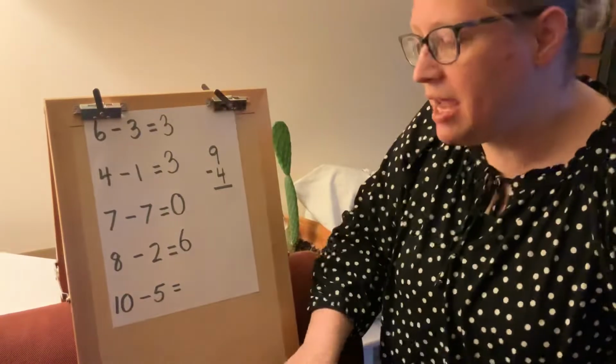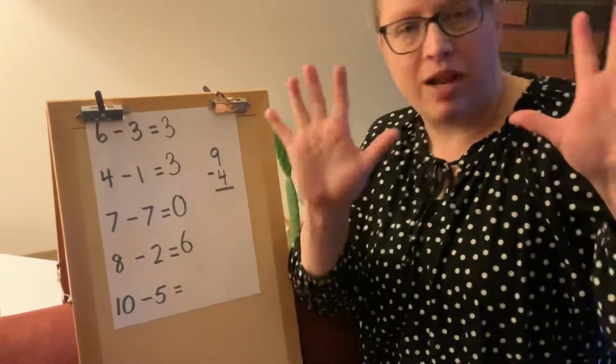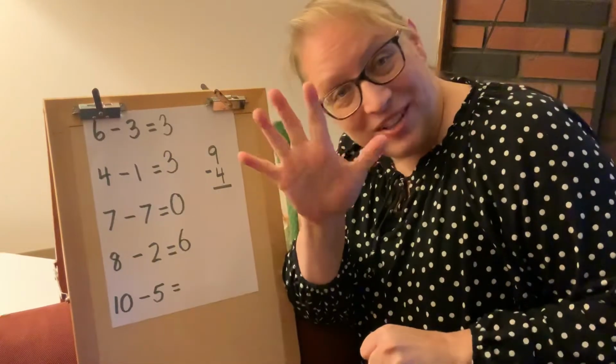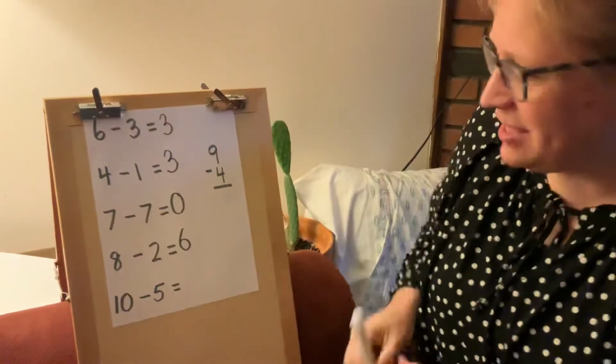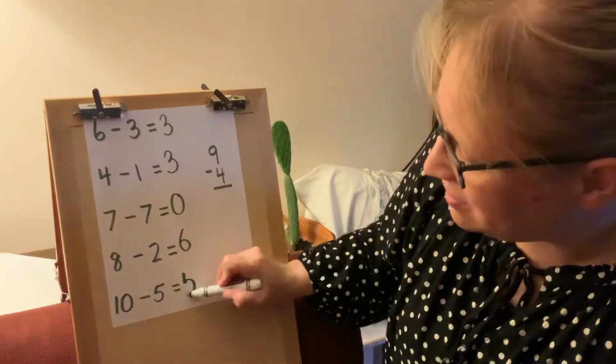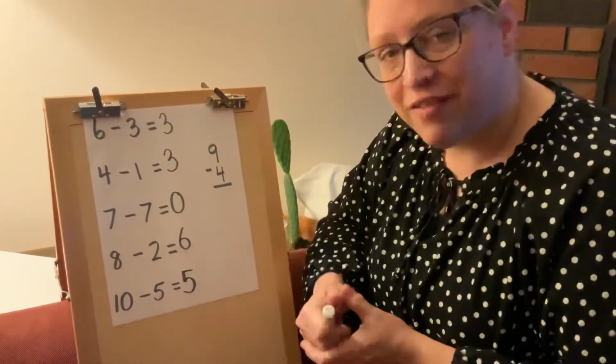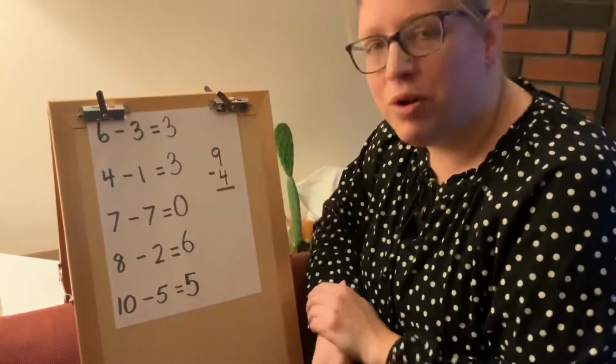So let's do 10 minus 5 with our fingers. Ready? 10, take away 5 equals 5. Good. That's the difference of 10 minus 5. It's 5. Okay, and we have one more to do.